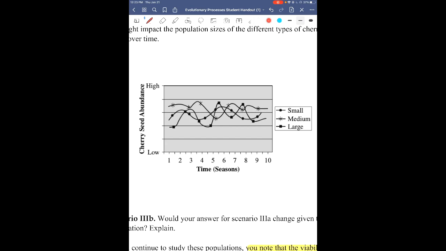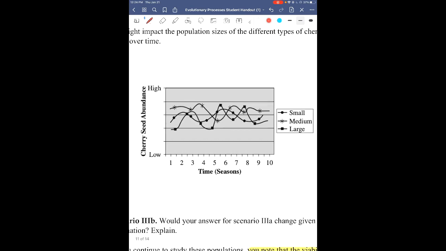Did that help clear your question on why the graph looks a little different than it did before? And there's a lot of fluctuation here as well because genetics was not the only thing contributing to the increase in seed number.